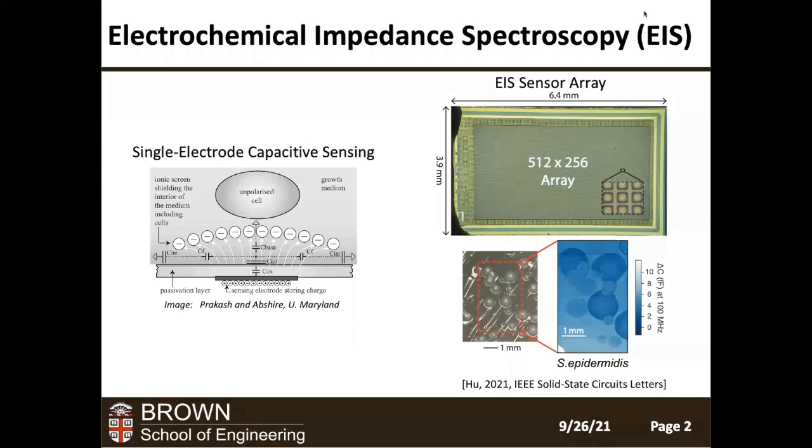Impedance spectroscopy is a common technique used to study electrochemical processes at electrodes. It can also be used to detect cells growing on the electrode surface, as shown in the left figure. More recently, it has been extended to dense CMOS arrays, which can produce impedance images. For example, the red figure shows one of our previous works to image the impedance of bacterial colonies with a 512 by 256 CMOS sensor array.